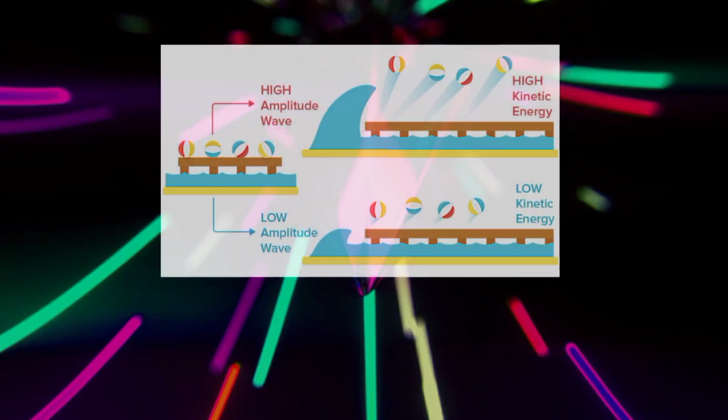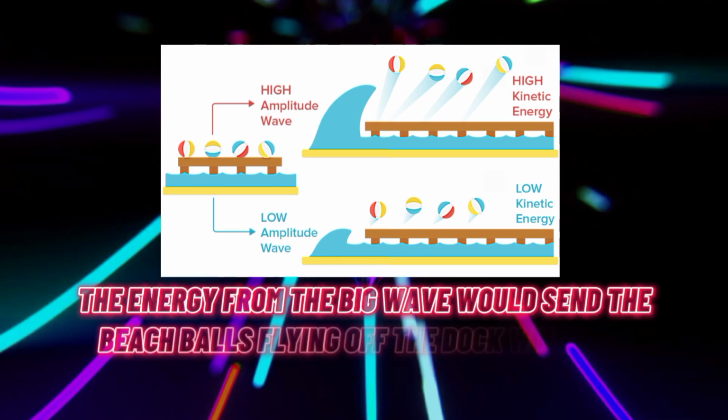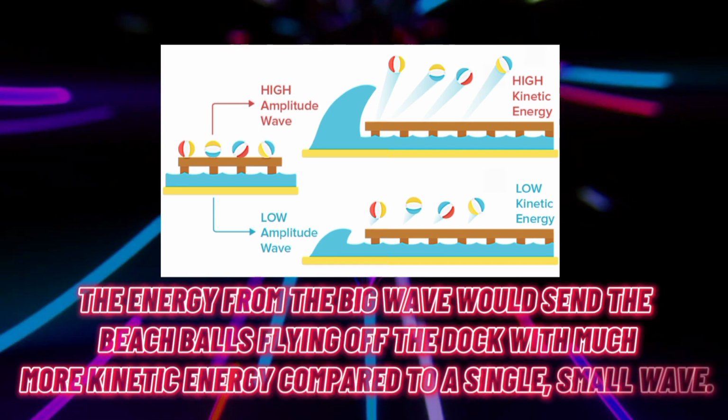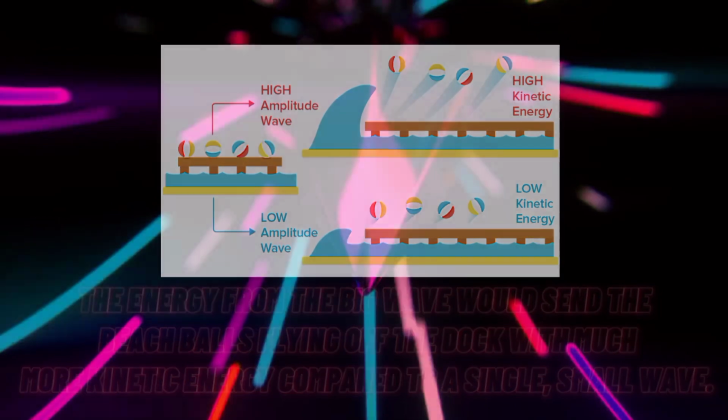If a single large wave were to hit the dock, we would expect the energy from the big wave would send the beach balls flying off the dock with much more kinetic energy compared to a single small wave. This is also what physicists believed would happen if the light amplitude was increased.